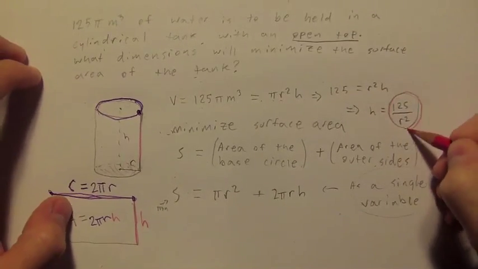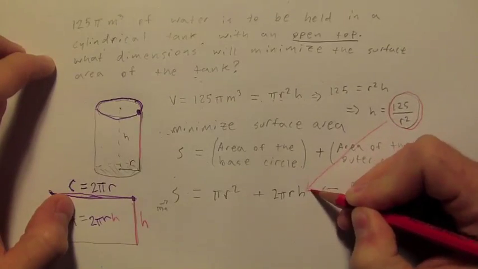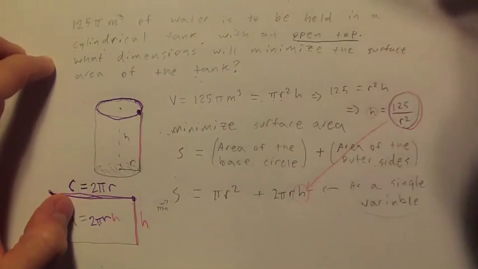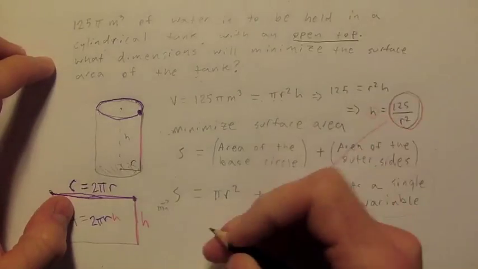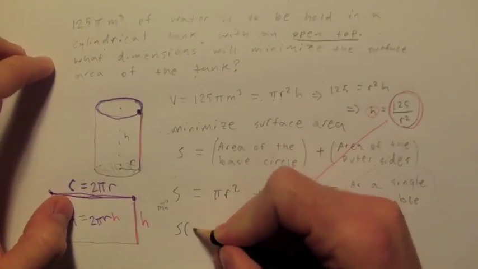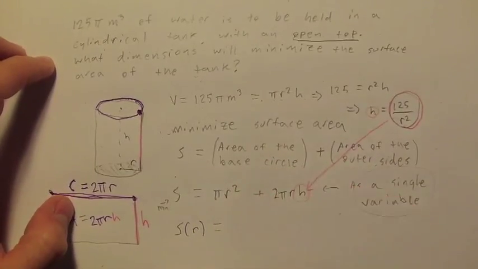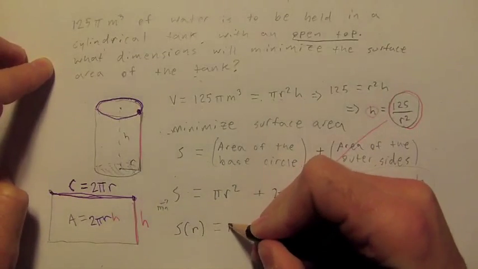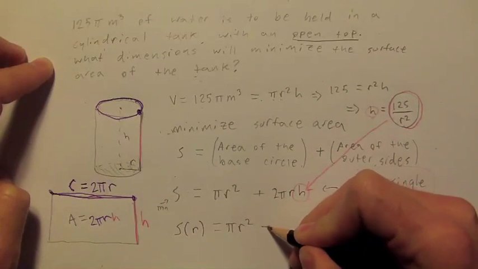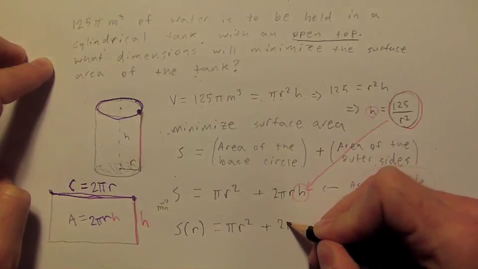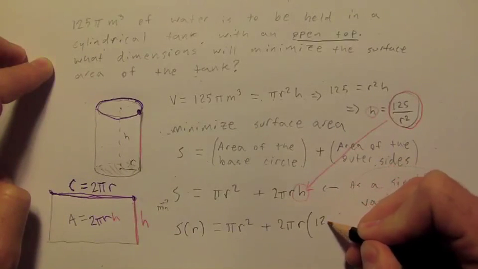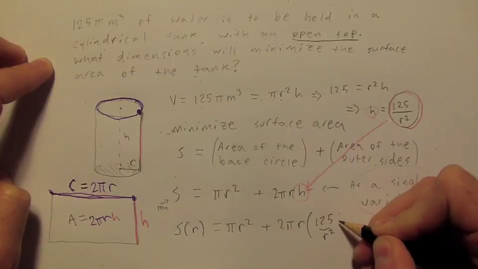All right, so let's use red here so it pops. I'm going to put that in for h. Okay, so now I have a formula just in terms of r. So I have s of r is equal to pi r squared plus 2 pi r, and I'm going to put in 125 over r squared.